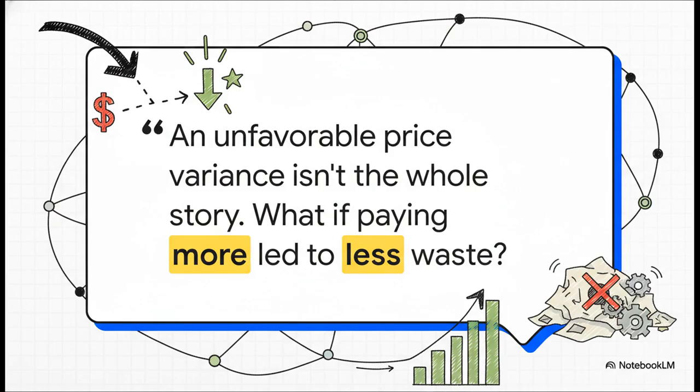An unfavorable price variance happening at the same time as a huge favorable quantity variance? That's a classic sign of a strategic move. Chowdown probably made a conscious decision to pay a little more for higher quality materials, and that bet paid off, big time, with way less waste on the production line.